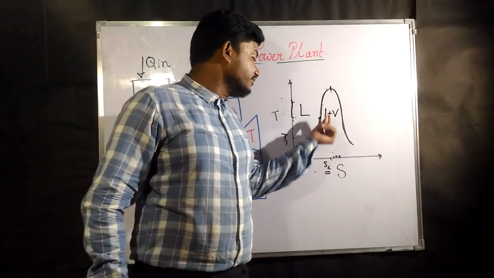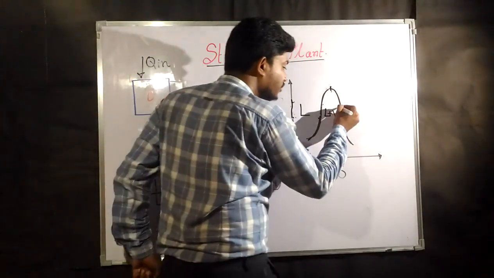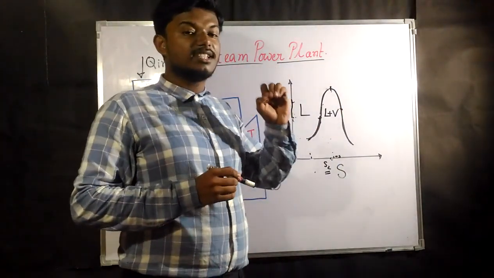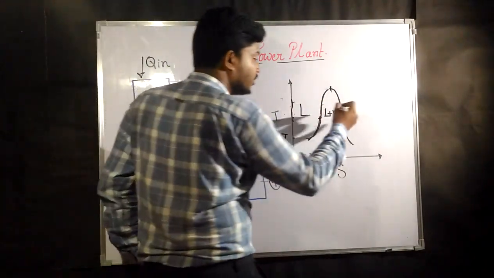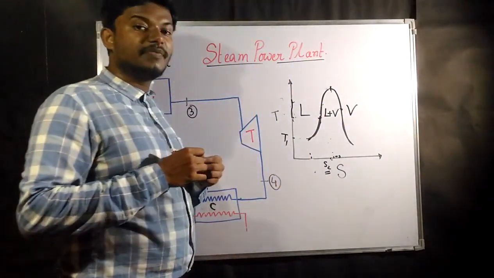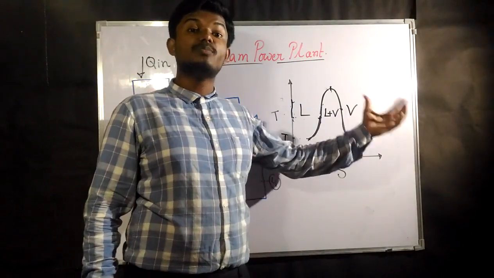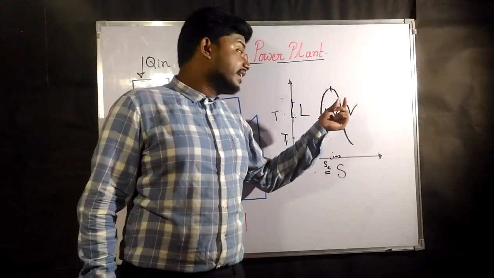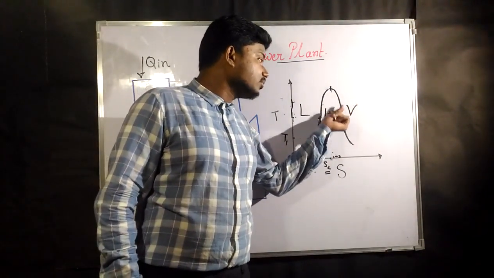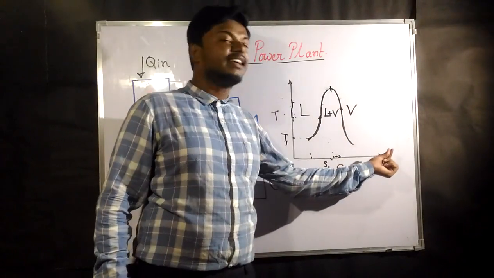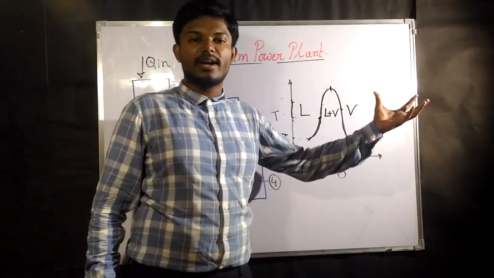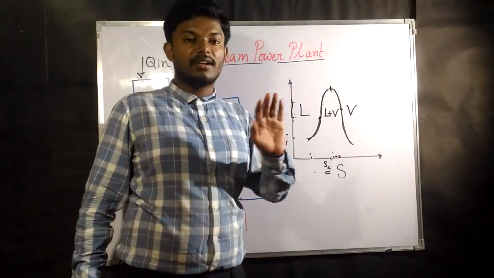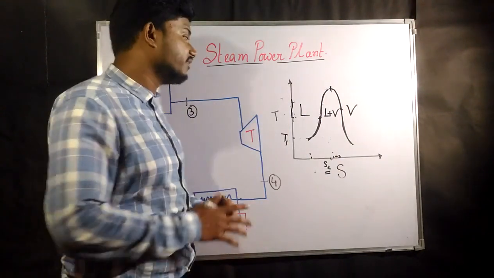Now after that, if you increase the entropy and reach this point, it is saturated vapor. Saturated vapor means it has just finished the evaporation. So beyond this line it is obviously vapor, and that vapor is going to be superheated vapor. You can convert it into vapor up to this line only. If you are still increasing entropy, your vapor is getting superheated. Up to this line you get completely vapor, and beyond it, superheated vapor.